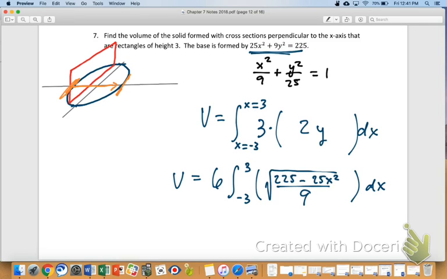So the base length, doesn't the base length stretch from, I'll do this in purple, from here to here? That's a y, that's a y, so 2y? Okay. Anybody else?